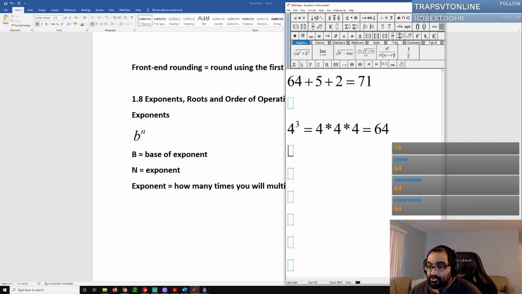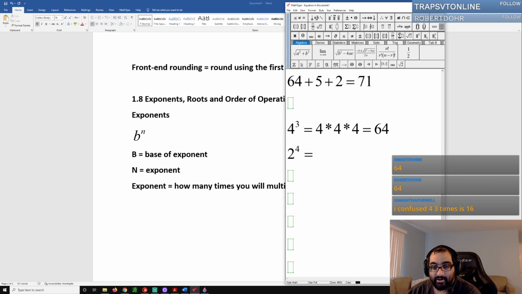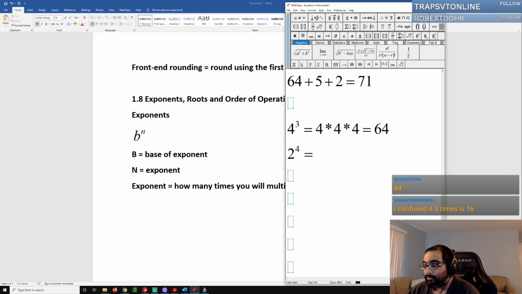Okay, let's look at another here. How about 2 to the 4th power? How would you write that out? That's okay, that's not a problem. That's why we're here, to cover our bases. All right, how about 2 to the 4th power? How could we write that out?